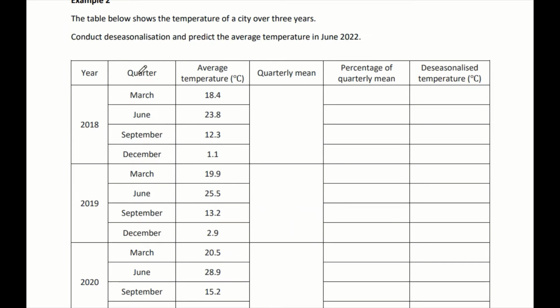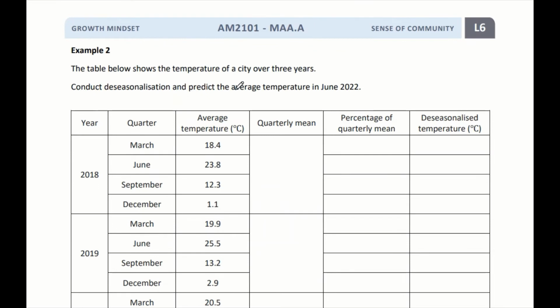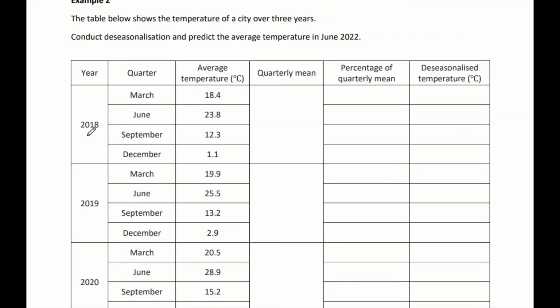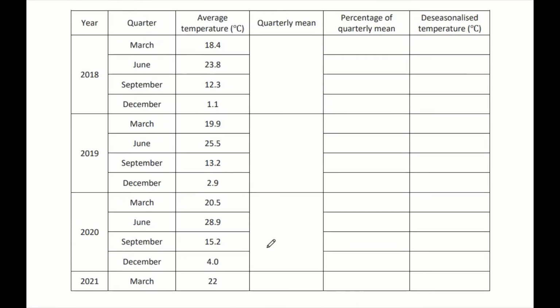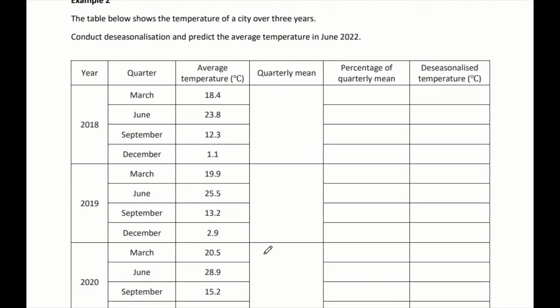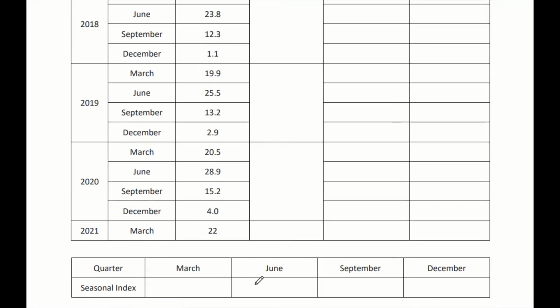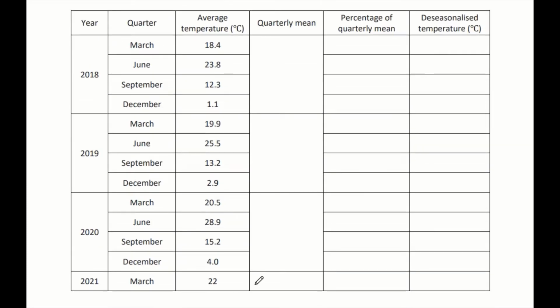Alright, so this is a table that shows the temperature of a city over 3 years. So 2018, 19, 2020. So 2021, we only have one value. Okay, so the first thing that you need to do is to find out the seasonal index first. Alright, so let's try to find out the mean here. So 18.4 plus, then divide by 4. Alright, so you should be able to remember this.